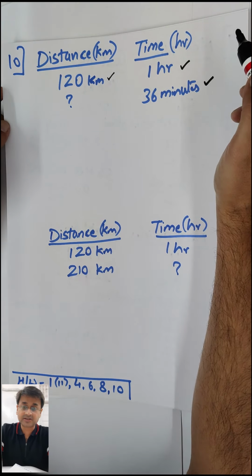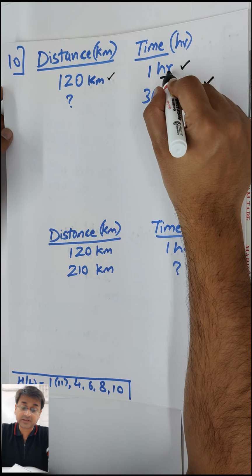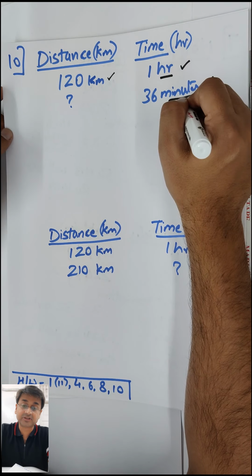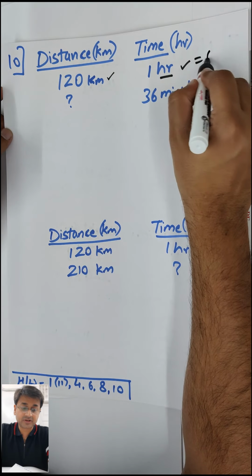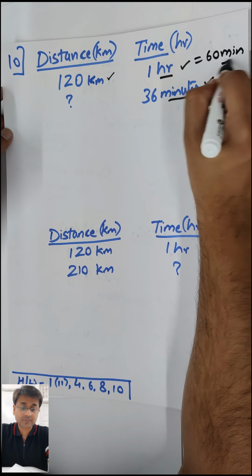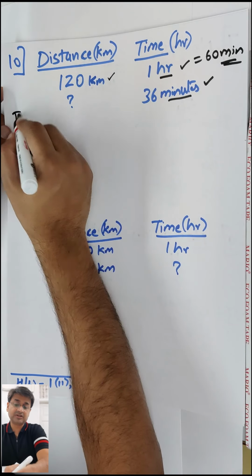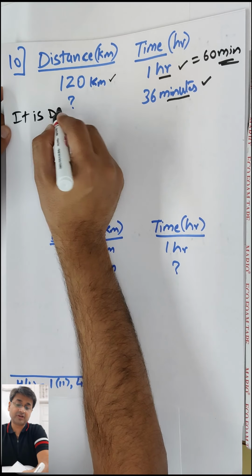Now here there is a catch. They have given you this in hours, this in minutes. So either convert this into minutes or convert this into hours. Whatever is easy for you. So let me convert this into 60 minutes. Okay. So we are going to use 60 minutes. So it is direct variation.